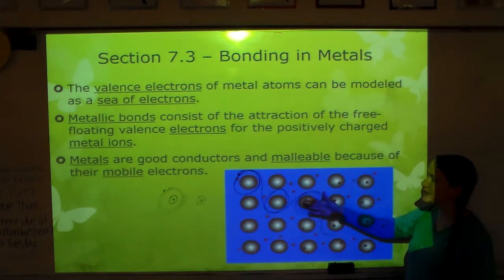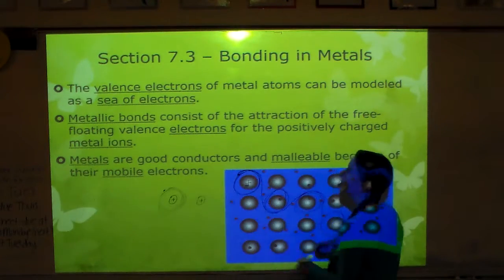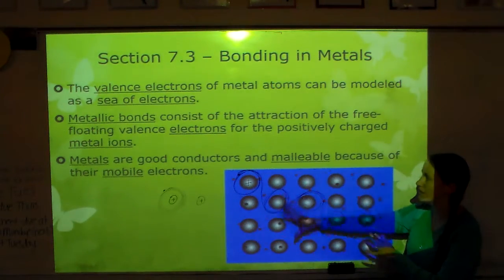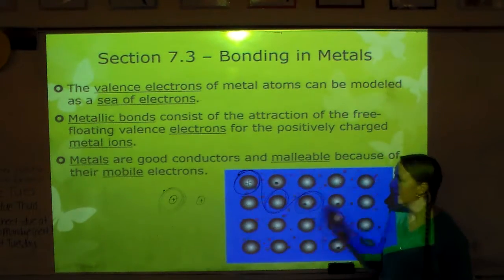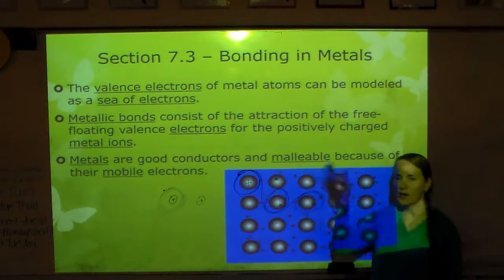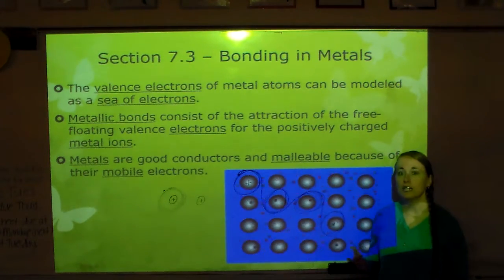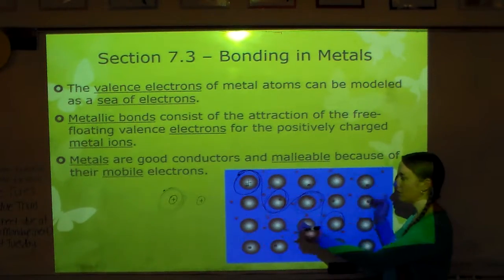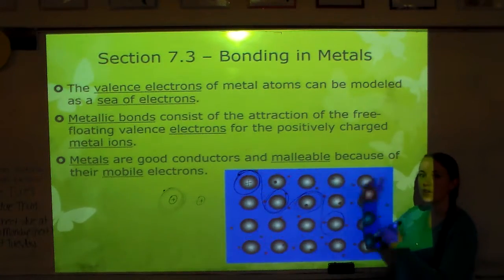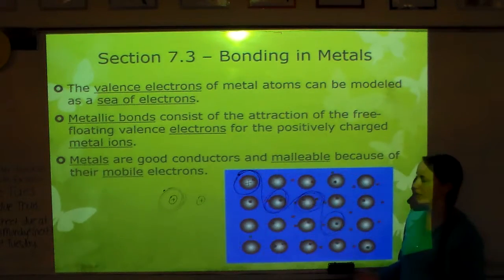Okay, so how does this happen? Well, metallic bonds are between the attraction of the free-floating electrons, which are the valence electrons that are moving around, and the positively charged metal ions. So these ions are positive, and those valence electrons just travel around between the different metal ions. And again, metals are good conductors and they're malleable because of these mobile electrons. You need charges that can float in order to conduct electricity. If you were to hook this piece of metal up to a circuit, then all the electrons would flow in the same path, and that would allow it to conduct electricity.